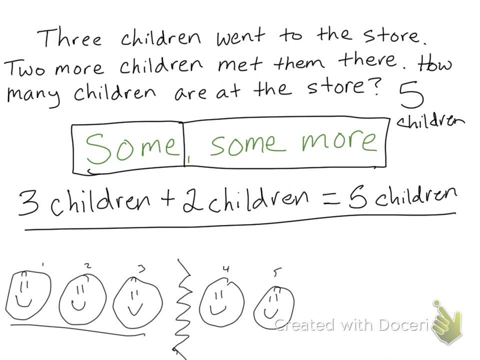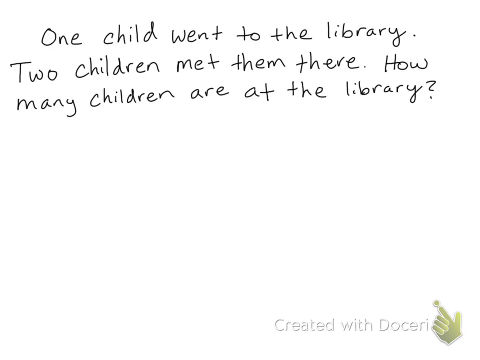Make sure you write your answer. You need to make sure to label it. It's 5 children. You need to know if the answer is books or dogs or children or apples. So we always write down the label to tell us what we're counting. Okay, let's try another one.